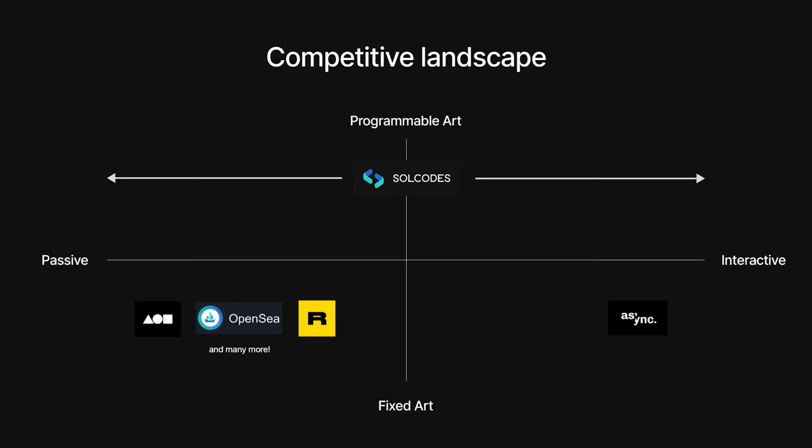On the y-axis, however, we are trying to show the fact that our competitors have a fixed, rigid, use case based approach for showcasing the digital art. That stands as SolCodes' primary USP. SolCodes lets you create digital art which can be programmed both on-chain and off-chain. For the purpose of our prototype, we did not build a use case such as one in Async Art.